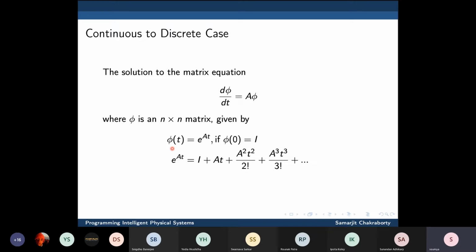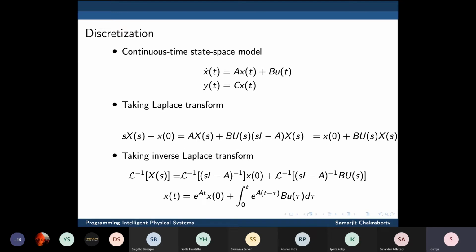Now, what we do is, we are all aware of this e series of A, right? First of all, if I am going to integrate this equation, some e to the power At term is going to come, right? So from this differential equation, I can write in the continuous time the value phi(t) is nothing but e to the power At, with the initial value of phi being the identity. Now e to the power At, we can always have a polynomial expression of this At term like this, right?